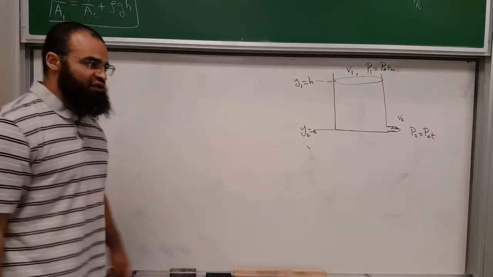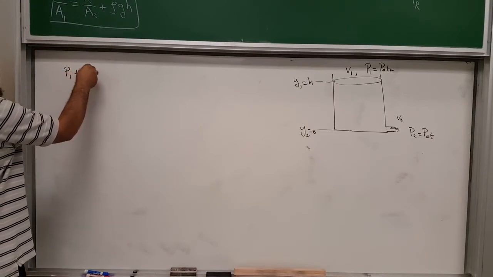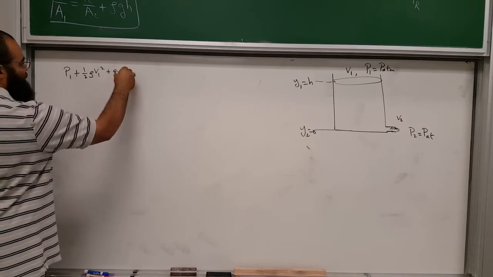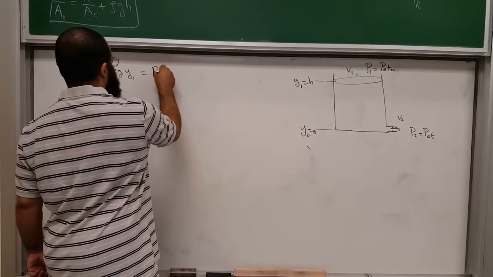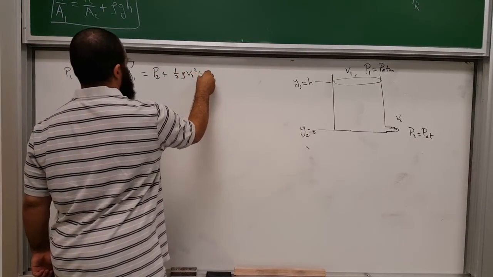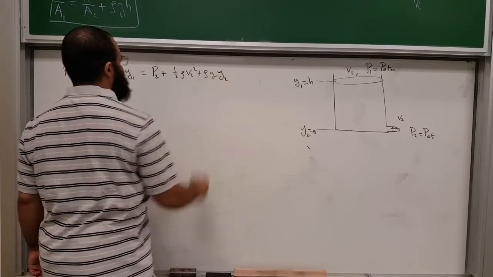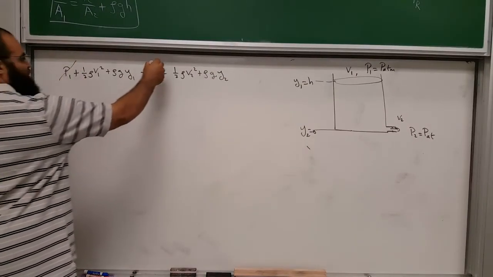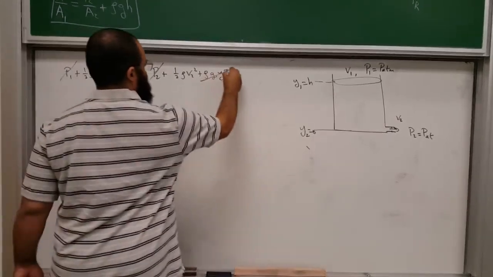So we're going to use Bernoulli's equation, which says P1 plus 1/2 rho V1 squared plus rho g y1, and that equals P2 plus 1/2 rho V2 squared plus rho g y2. P1, P2 both are atmospheric pressure, so that cancels. Y2 is at the bottom, so that's a 0.